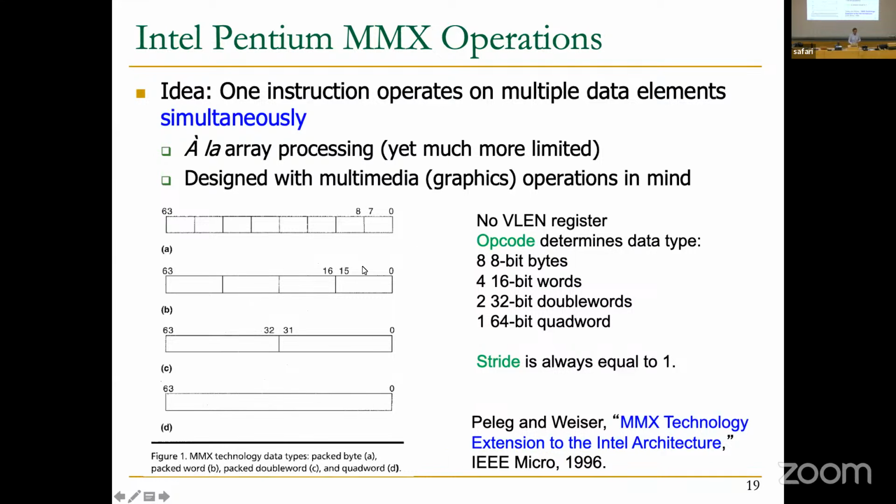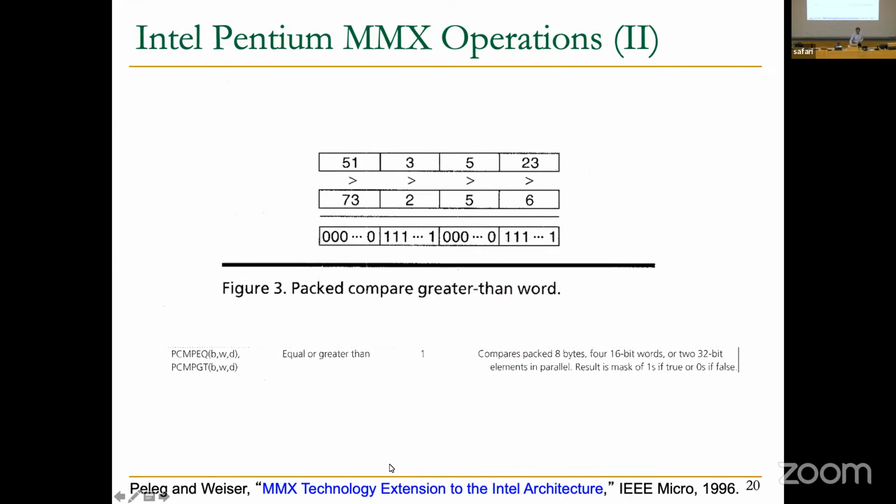So that's the idea, and it's beautiful, as you can see. There's no vector length register. The opcode is different for each of these instructions. An opcode determines the data type, whether you're operating on 8 8-bit bytes, 4 16-bit words, 2 32-bit double words in Intel terminology, and 1 64-bit quad word. And if you're doing a load, etc., stride is always equal to 1. These are basically consecutive. Does this make sense? Hopefully it's simple, right?